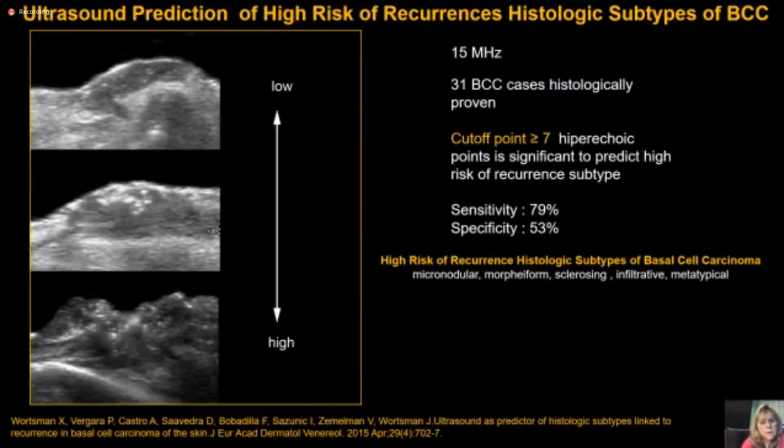subtypes of basal cell carcinoma. The high risk of recurrences are, of course, more aggressive subtypes such as micronodular, morphiform, sclerosing, infiltrative, and metatypical. The cutoff point in this study was equal or higher than 7 hyperechoic spots.